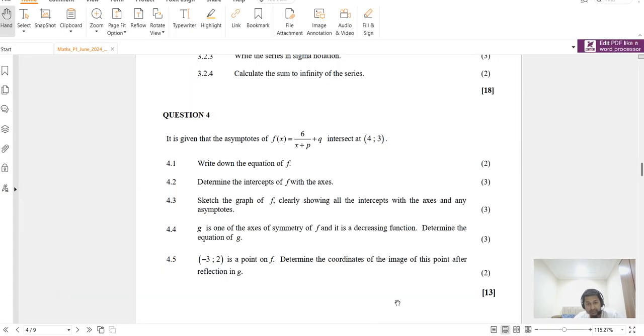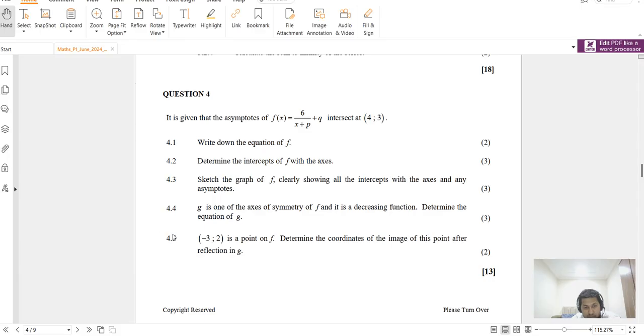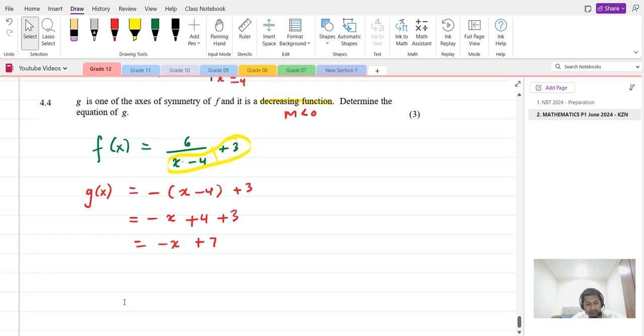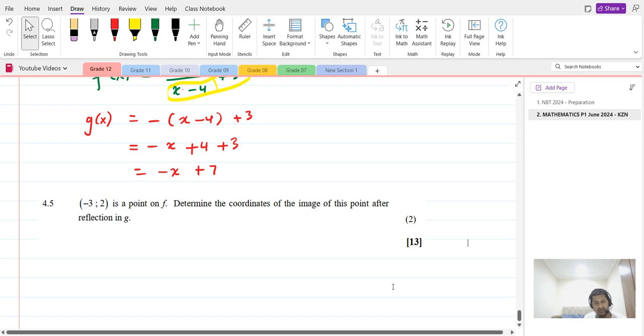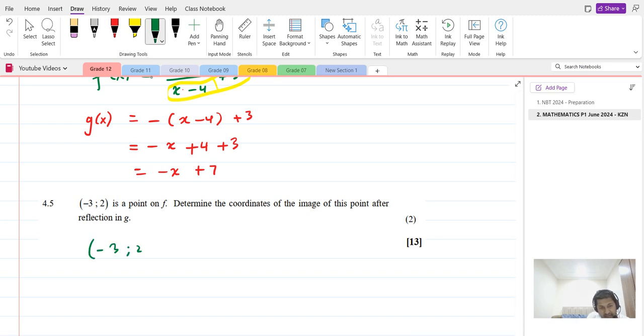And the last question. Minus 3 and 2 is a point on f. Determine the coordinates of the image of this point after the reflection in g. So you're reflecting around this line. So you've got minus 3 and 2, and the line of reflection is y equals minus x plus 7.